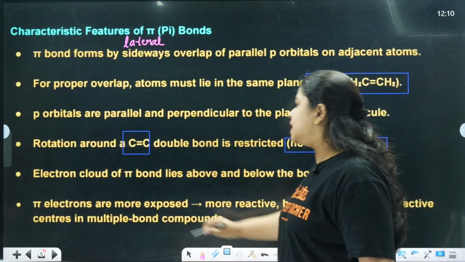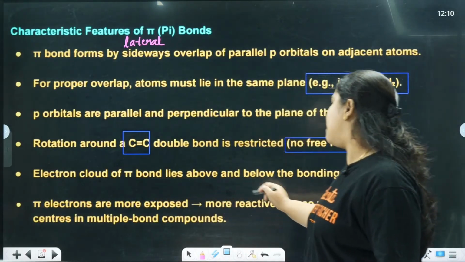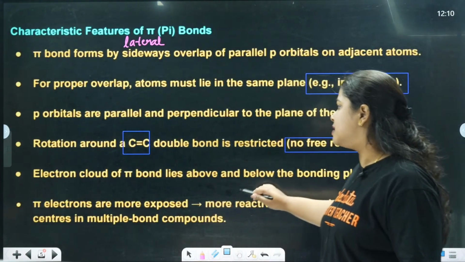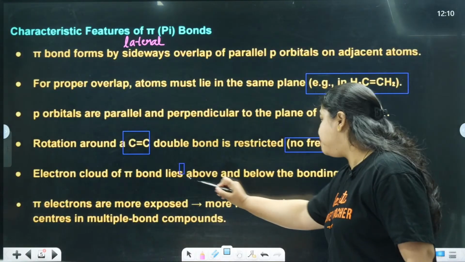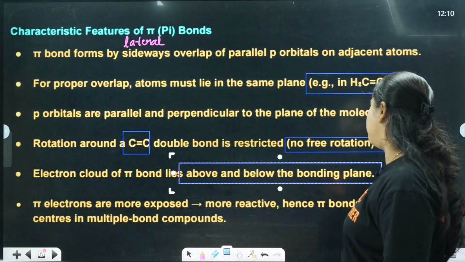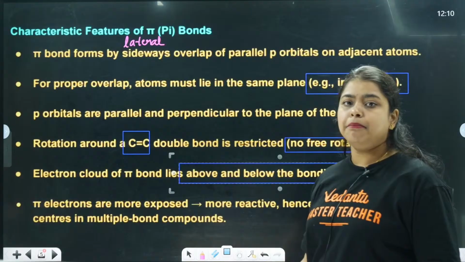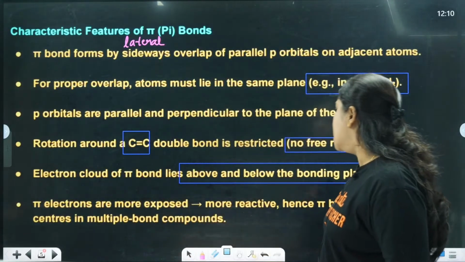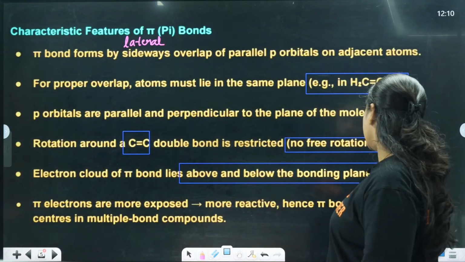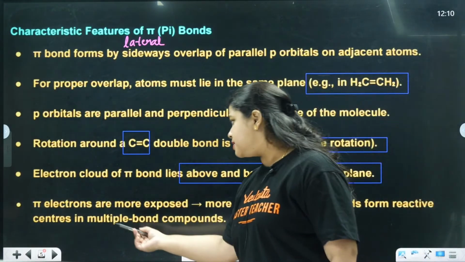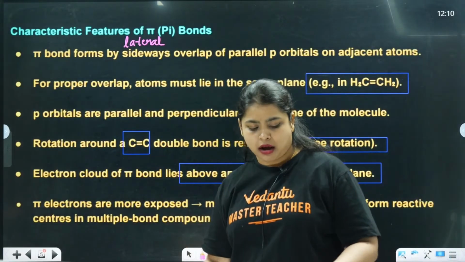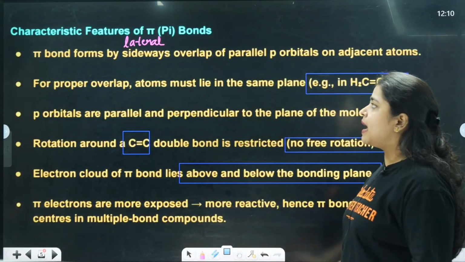Next, the electron cloud of a pi bond lies above and below the bonding plane. So whatever the electron cloud of the pi bond is, it will lie above and below the bonding plane. Okay. Next, pi electrons are more exposed, more reactive. Hence, pi bonds form the reactive centers in multiple bond compounds. So it will form multiple bond compounds also. Clear with the pi bond?